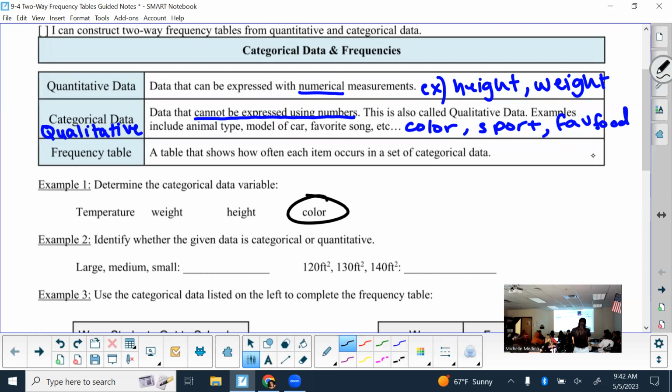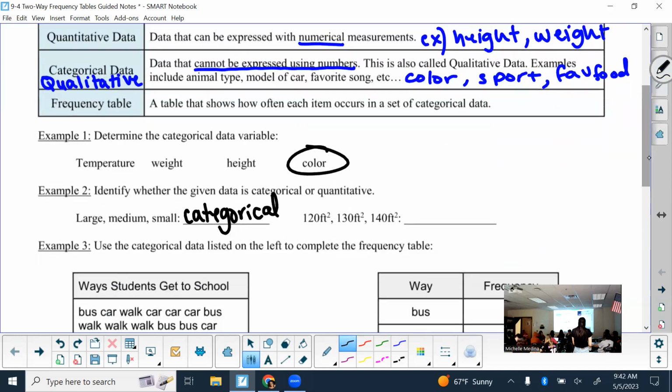So then table 2, example 2, large, medium, small. Is that an example of categorical or quantitative? All right, anyone disagree? All right, well, there you go. It is right. Table 3, what about 120 feet squared, 130 feet squared, 140 feet squared? That's an example of quantitative. Questions, comments, concerns?